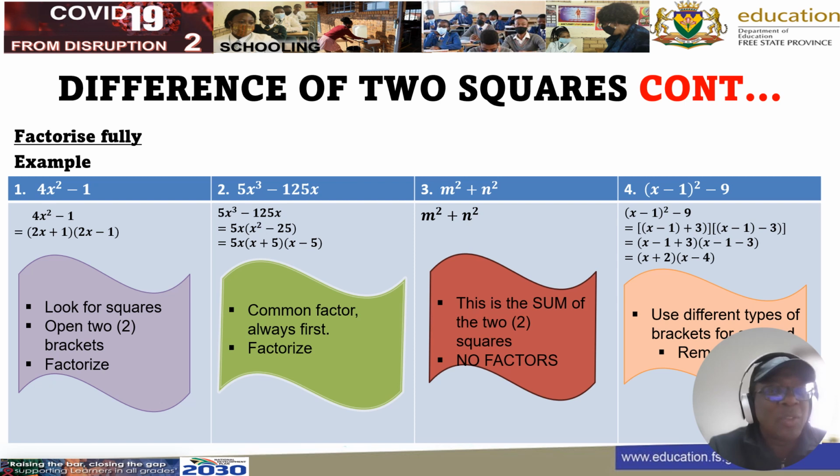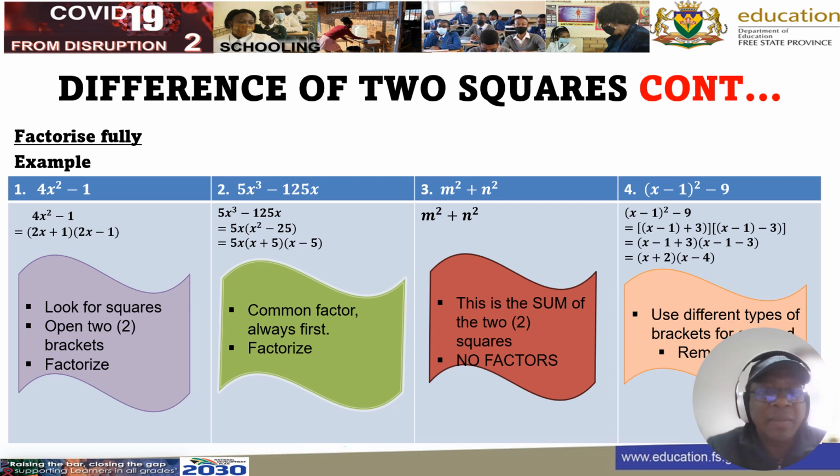Example number 2, where we have 5x cubed minus 125x. The common factor always comes first, and thereafter you factorize. The common factor of the expression is 5x, and then inside the bracket we have a difference of two squares, which is x squared minus 25. We are able to find the factors of the difference of two squares inside the bracket, and then it will be 5x into (x plus 5) into (x minus 5).